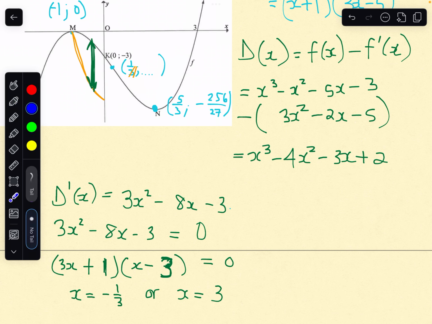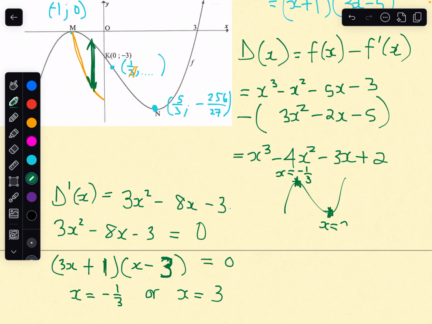And because this is a cubic with a positive coefficient for x cubed, we know that it's like this. So that means that over here, when x is equal to -1/3, is a local maximum, and when x is equal to 3, we have a local minimum. Right, and we'll notice that this minus a third is between -1 and 0. So the local maximum is indeed the maximum distance when x is between -1 and 0.